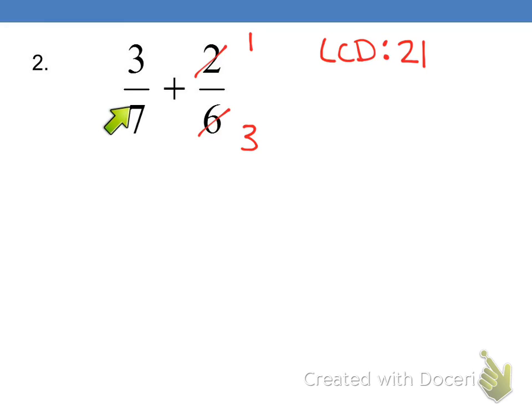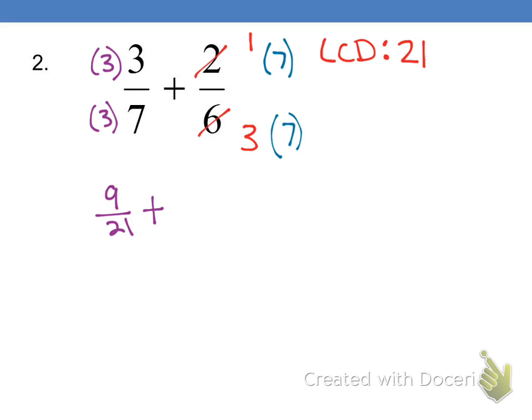Now, how would you turn a 7 into a 21? Times 3. So I'm going to multiply the bottom by 3. I'm going to multiply the top by 3. It'd be 9 over 21. Good. All right, what do I multiply 3 by to make it a 21? 7. So I'm going to multiply the top by a 7 as well. So that would be 7 over 21.